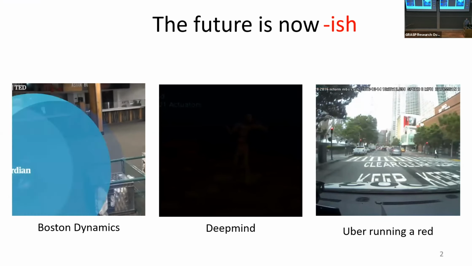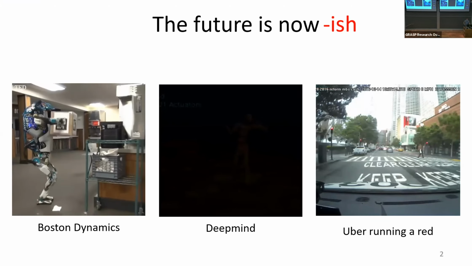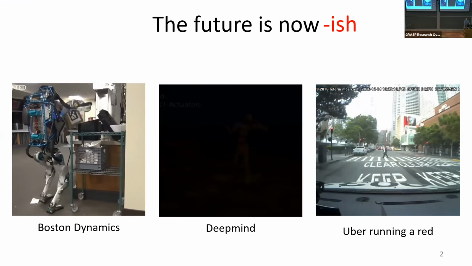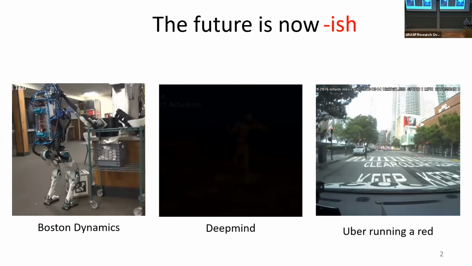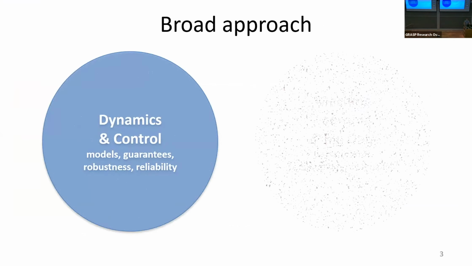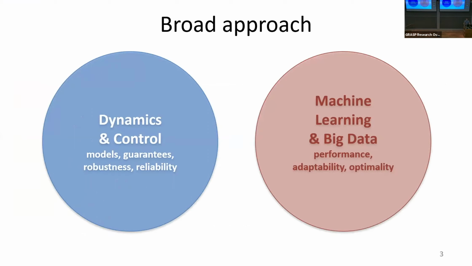We got Uber running a red. DeepMind advertises the thing in the middle as a positive. I don't view it that way. Anyways, the question becomes, how do we fix these things? And the broad approach that we take in our group is take ideas from dynamics and control, things like models, guarantees, robustness, reliability, and try to combine them with the benefits of machine learning and big data, things like performance and adaptability and optimality.